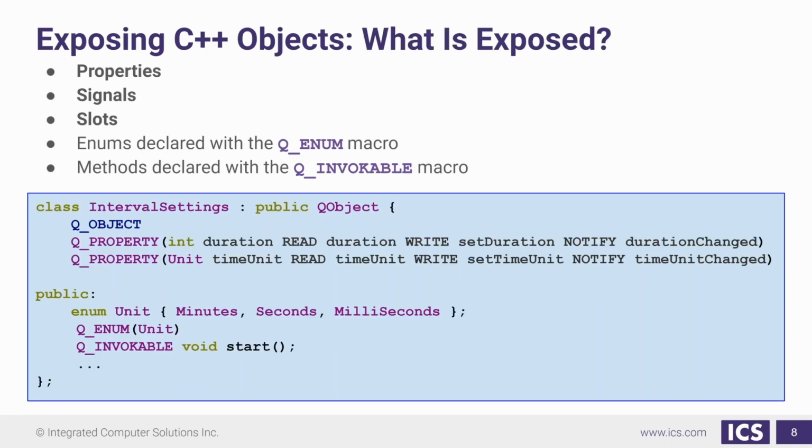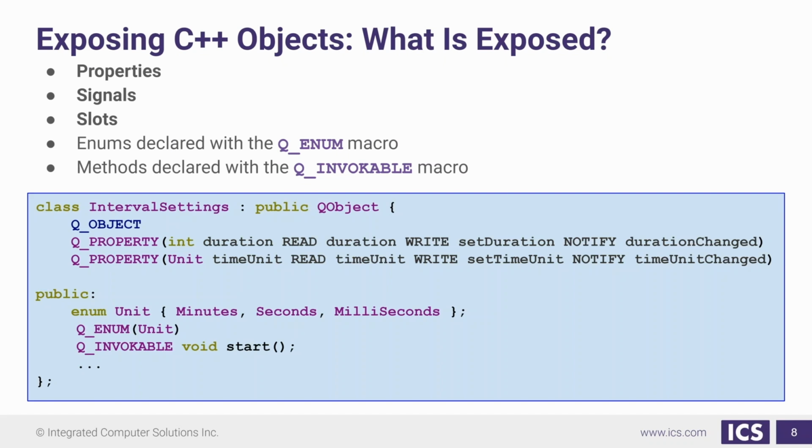Now, we can't expose everything from C++ to QML, but the things that we can expose are signals, slots, properties, any enums that we have declared the QEnum macro for, and any methods that are declared with the QInvokable method. If you look at our example class here, IntervalSettings, we can see that it is made from a QObject. The first line here is this Q_OBJECT macro. This is very important if we want to use properties or signals and slots, as it is required for those.